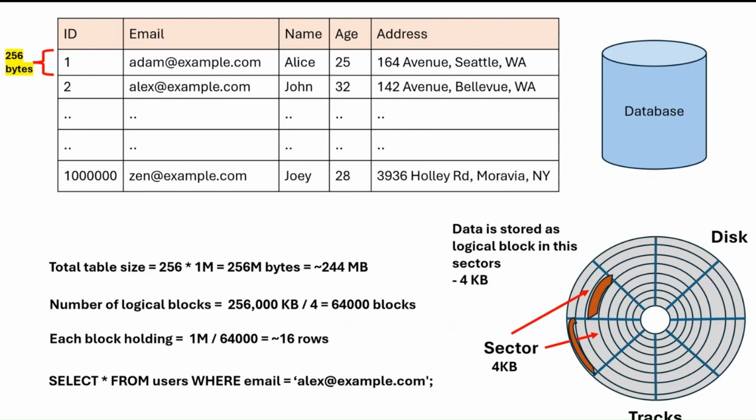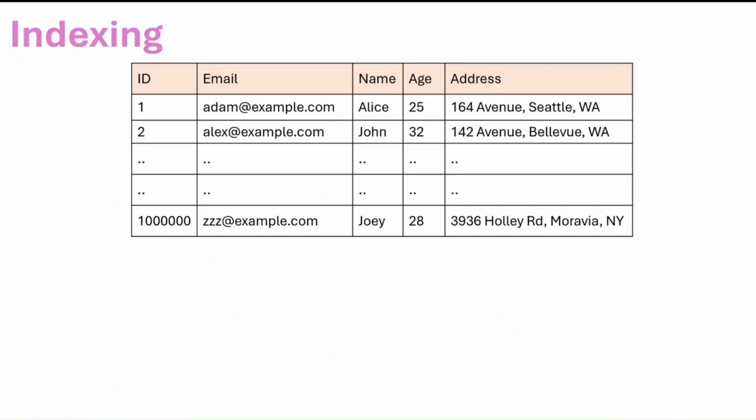So to solve this problem, here we are storing the data, and whenever we are querying, we are directly going to those 64,000 blocks. So rather than going and checking all the 64,000 blocks, how can we optimize this further? So the concept called indexing comes into the picture here.